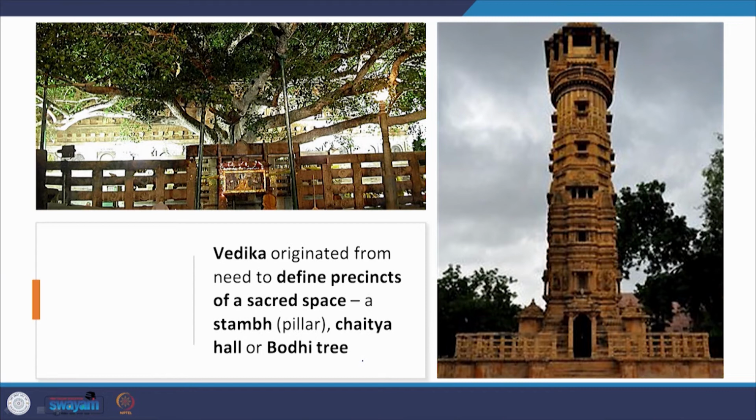Now there is, for example, the Vedika and the Stamba. The Vedika was supposed to be this fence which is to define the precincts of a sacred space, which can be a stupa. So the Vedika is around the stupa. It can be a Chaitya Hall, or in this case it is the Bodhi tree and the Vedika is around it. So the Vedika and the stupa have a role, and the combination of the Vedika and the stupa, the Vedika and the Bodhi tree, the Vedika and the Chaitya Hall.